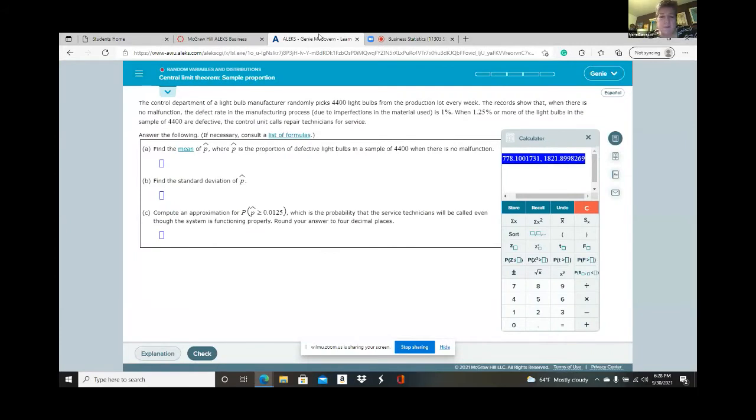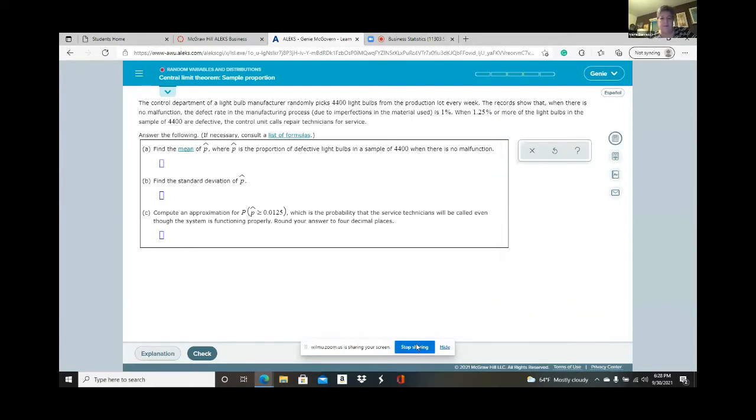821.9. But that's for this example. I have a question about the calculator. I have a TI 83 plus. Let me show you what that looks like. You're going to love this.